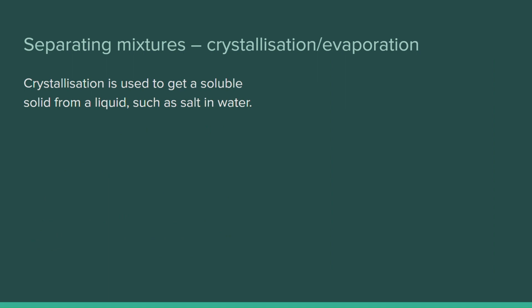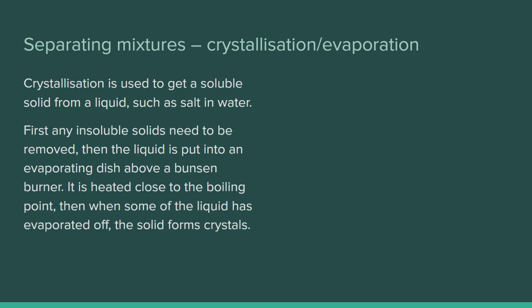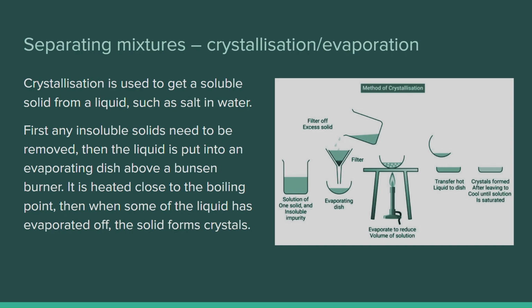There's also crystallization, which is when you have a soluble solid that's been dissolved in a liquid, such as salt and water. So this is to get the solid. You won't get the liquid from this. First you need to remove any insoluble solids through filtration. Then the liquid is put into an evaporating dish above a Bunsen burner, and it's heated close to the boiling point, but not to the boiling point, otherwise that might damage the crystals formed. Then when a good amount of the liquid has evaporated off, the solid will form crystals.